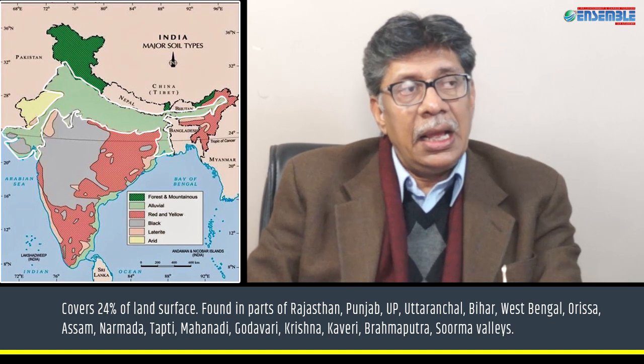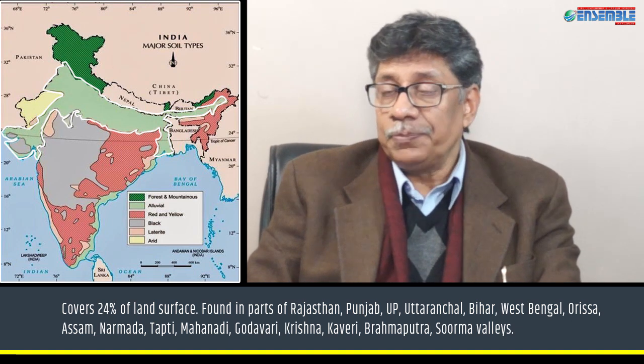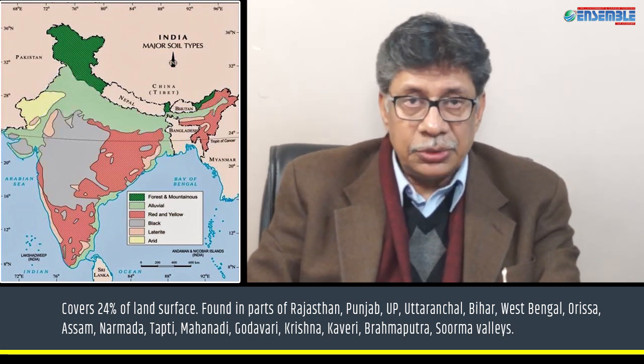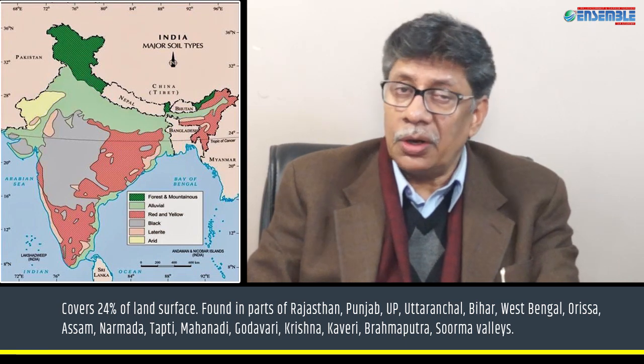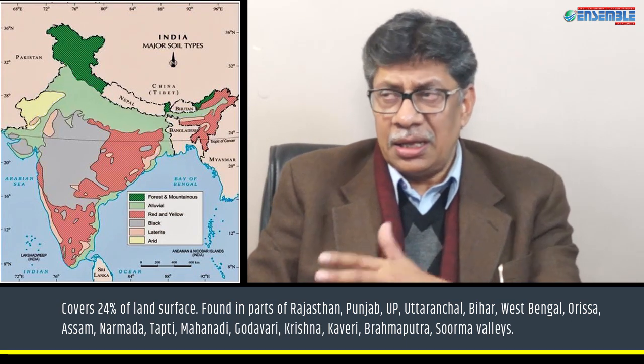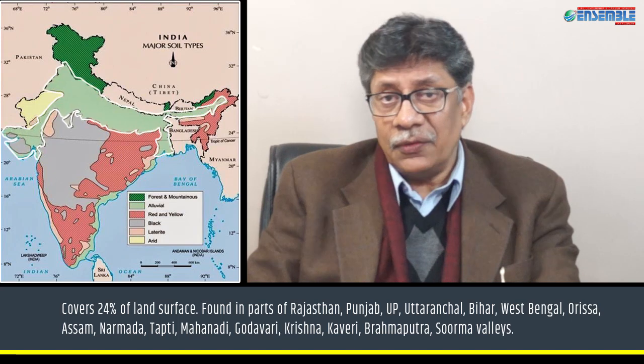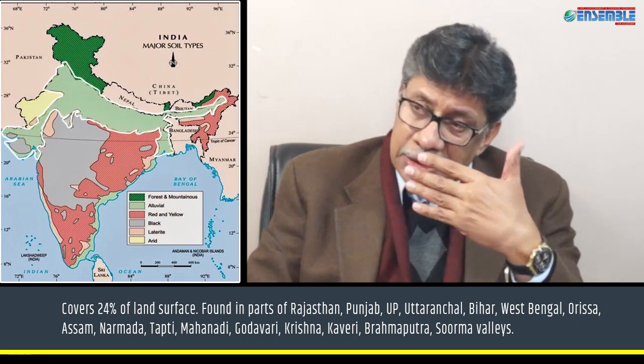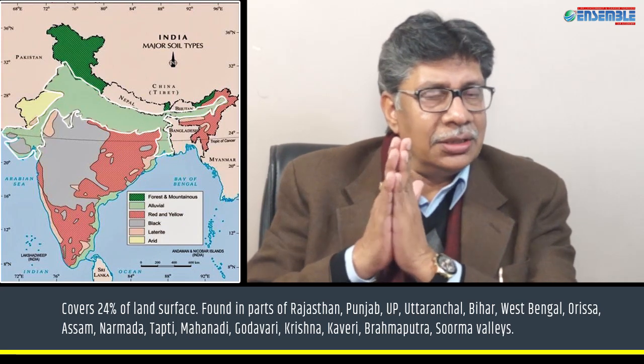Alluvial soil covers 24% of the land surface, and such soils are going to be found in parts of Rajasthan, Punjab, Uttar Pradesh, Uttaranchal, Bihar, West Bengal, Odisha, Assam, Narmada, Tapti Valley region, Mahanadi, Godavari, Krishna, Kaveri, Brahmaputra, and the Surma valleys, essentially in all the river valleys and all the plains.